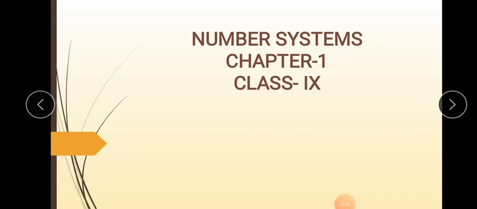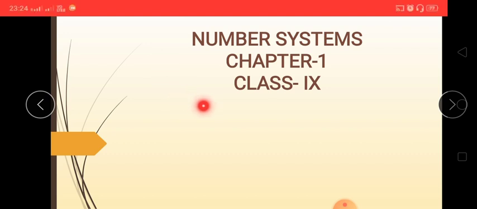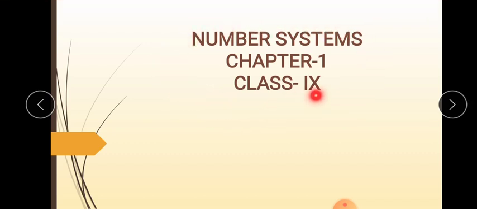Today we are going to learn the first chapter of class 9 and the name of the chapter is number system. So students, can you tell me what do you mean by numbers? Numbers are basically used to count and calculate. So in this chapter we are going to learn different types of numbers and their applications.